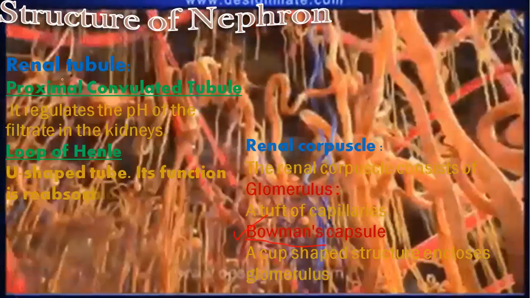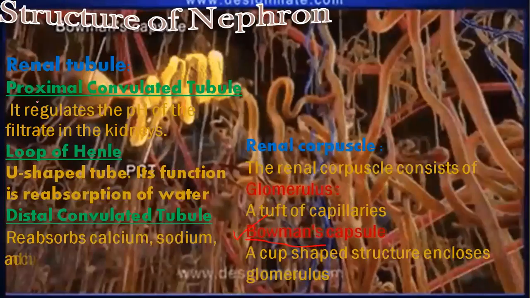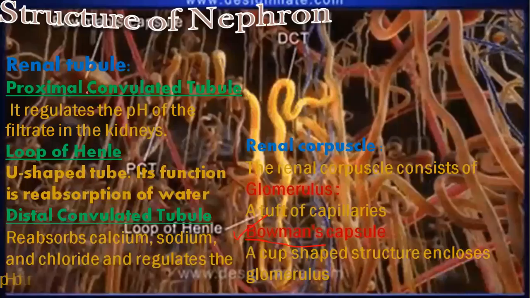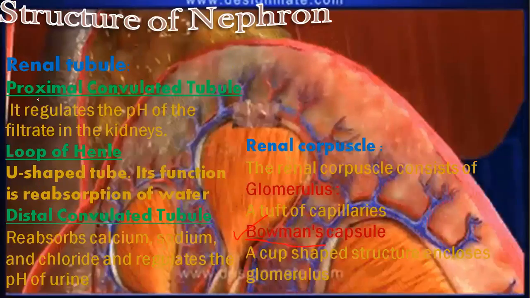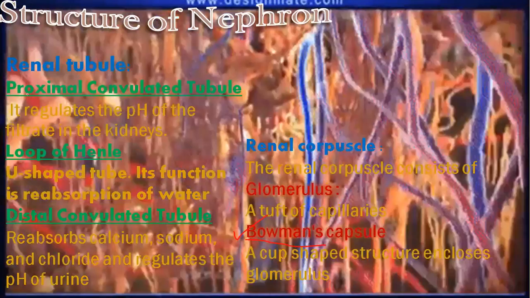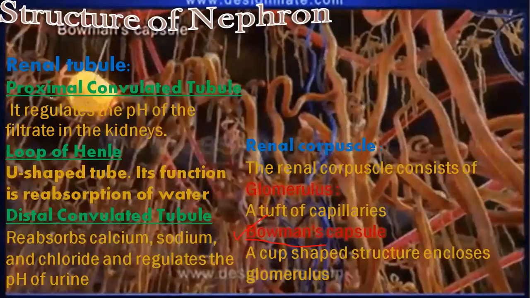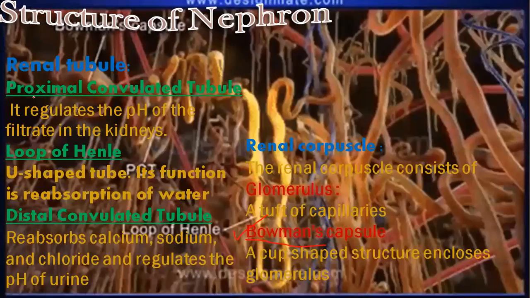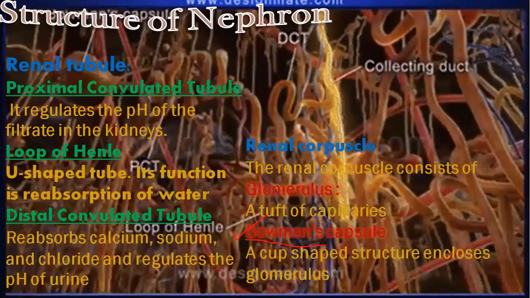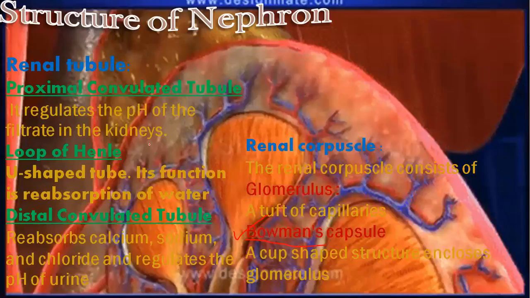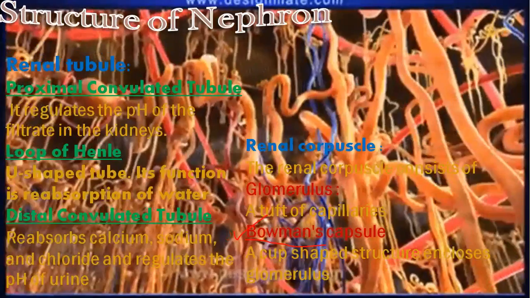If we talk about the renal tubule, we will see it also has different parts. The first part is the proximal convoluted tubule. They are called convoluted tubules because they are twisted around and are tube-like structures, and proximal means the first one. After the Bowman's capsule, it is connected with the proximal convoluted tubule, which is the very first part of the tubule. So what is its function? It regulates the pH of the filtrate in the kidneys. How does it regulate all this process? We will discuss it in the functioning of nephrons or kidneys.